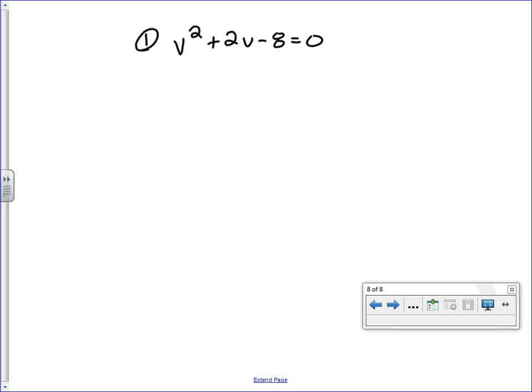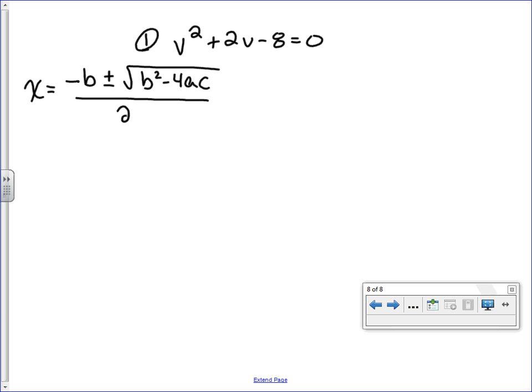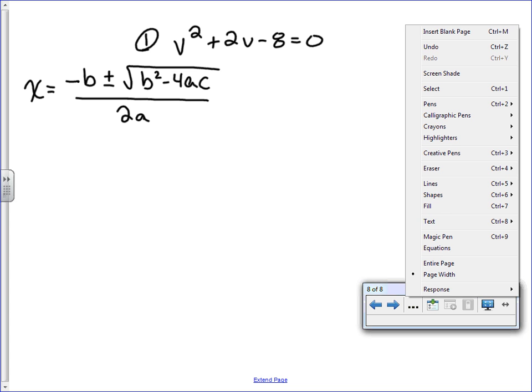All right, so starting with number 1. It's already equal to 0, so I'm going to go ahead and write down the formula, and that is x equals negative b plus and minus square root of b squared minus 4ac divided by 2 times a. That's the formula that we're using today.